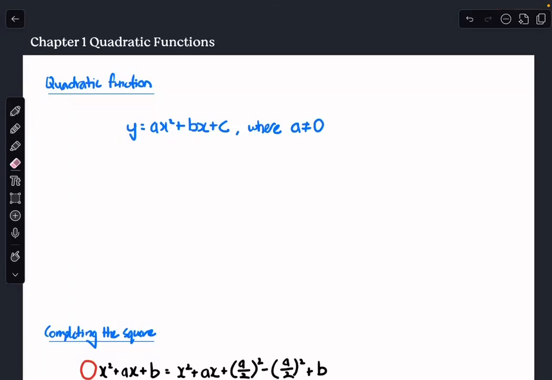So in this series, we'll be doing a short summary of every single chapter in the O-level A-Math syllabus. So today we'll be starting with chapter 1, Quadratic Functions.